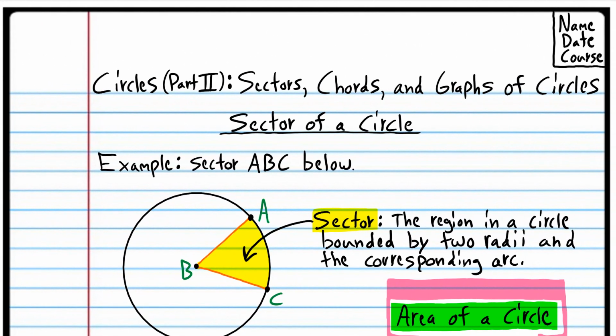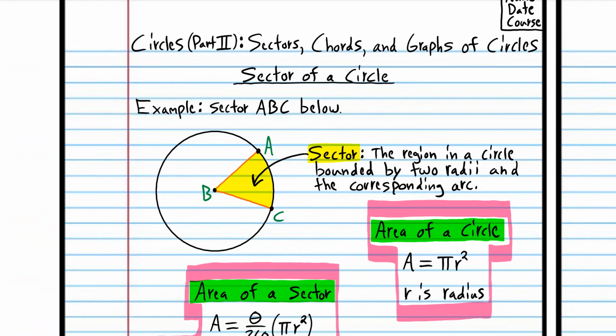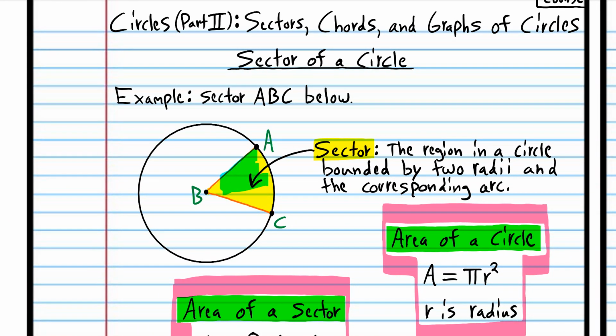We're going to start by learning what a sector of a circle is. A sector is just a region bound by two radii and the corresponding arc. So it's a region. And we're going to learn how to find the area of that region.